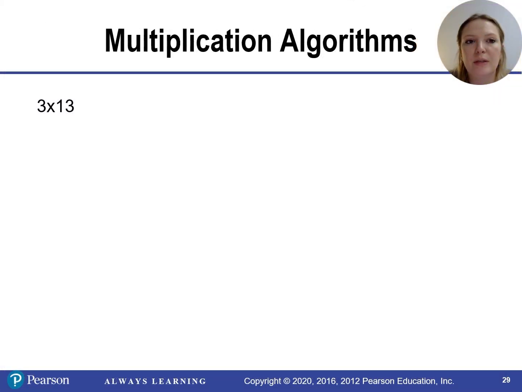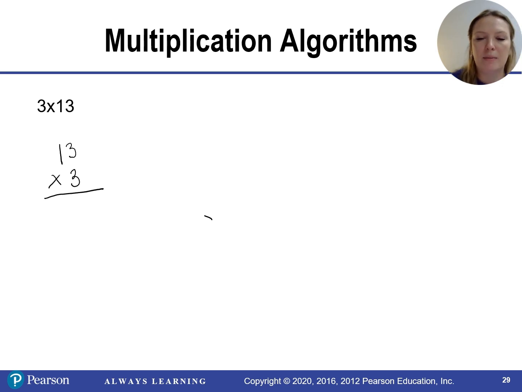All right, so let's move into multi-digit multiplication and some of the algorithms that we're going to see being used when it comes to multiplying these numbers together. So what you are probably most familiar with is taking a multiplication like 3 times 13, and aligning it one on top of the other.